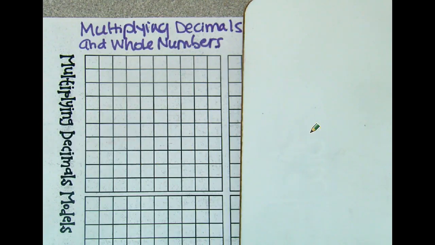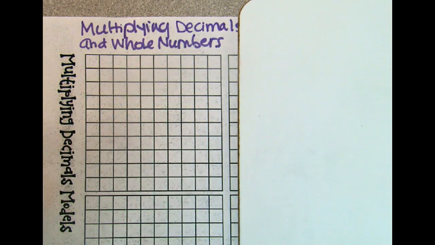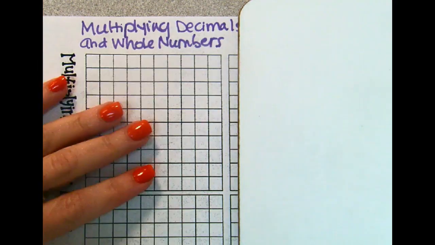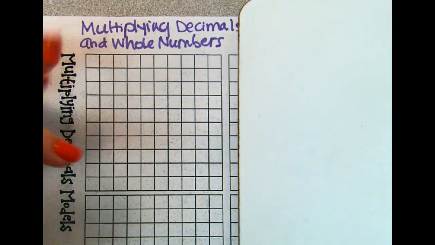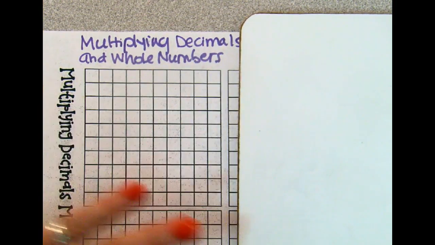Hey there, everybody. Today we are going to be working on multiplying decimals and whole numbers. Now, we have been practicing multiplying whole numbers and multiplying by place value decimals, but now we're going to put everything all together and we're going to multiply decimals and whole numbers. Okay, so let's work a problem.